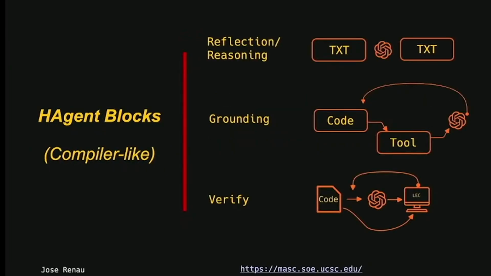So at the end of the day, there are many blocks, and it looks like a compiler. You have blocks that have the typical ReAct loop, so you can have some reasoning to expand. You might want to extract inputs and outputs. And you have a compiler-like flow.